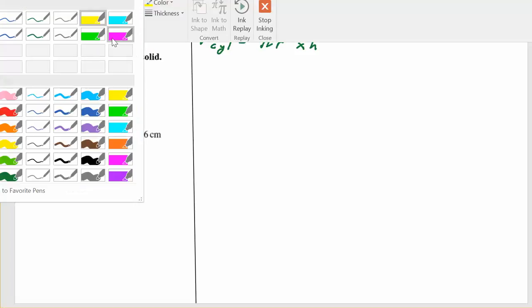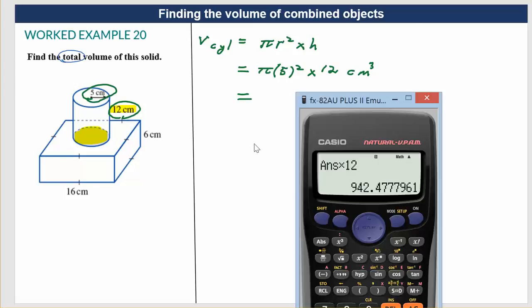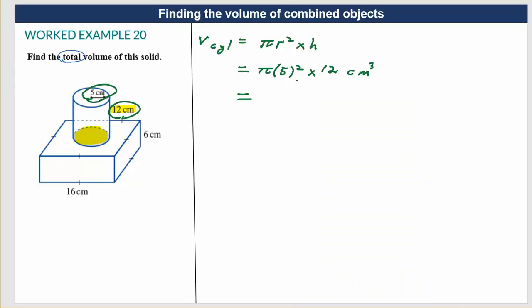Given the radius is 5, let's substitute the 5 in for the radius, and then we times it by the height of the cylinder. We get 12. In fact, that's the same numbers from the previous question, and the answer to that will be in cubic centimeters. I think that's identical to the previous one, so I've still got the answer there in my calculator, 942.48.